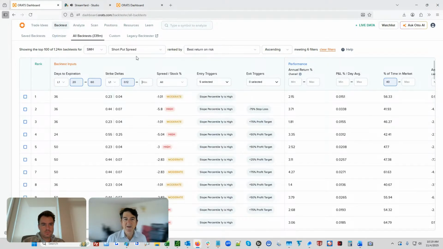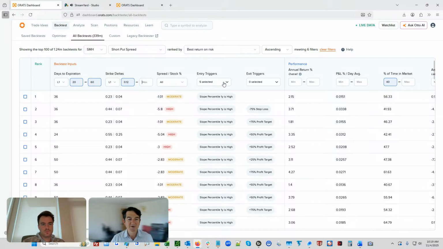So in this type of situation, I would say it's kind of a two-edged sword, because when you're selling a 23 and buying a 4, the 4 is so far out of the money there's not much premium in there. So this is the best performing one when the slope percentage is high.